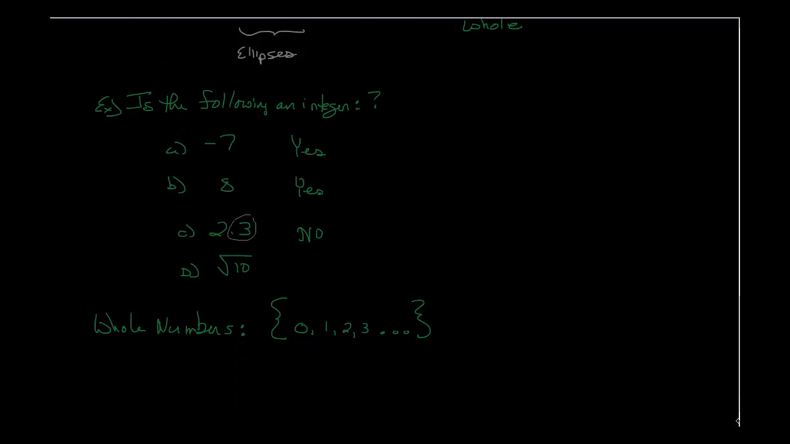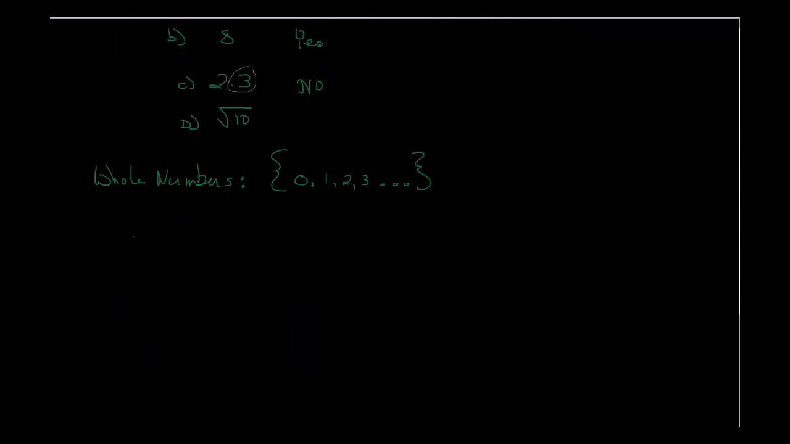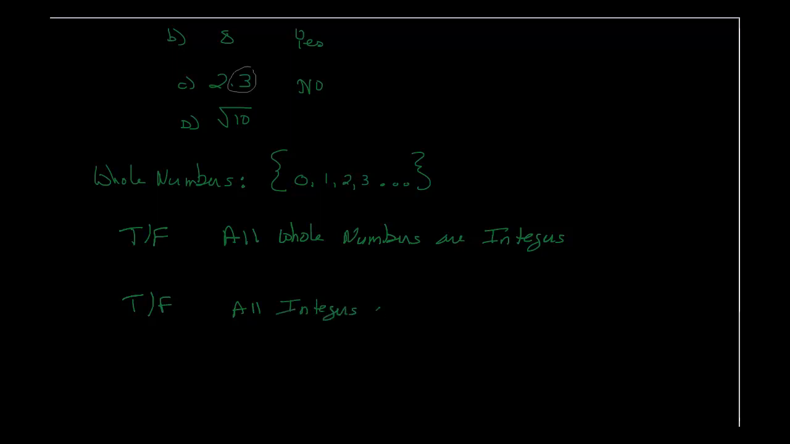So I'm going to ask a true and false question down here. These true and false questions often pop up all over the place. I'm going to say the first true and false is: all whole numbers are integers, and the second one: all integers are whole numbers. So let's look at this first one.